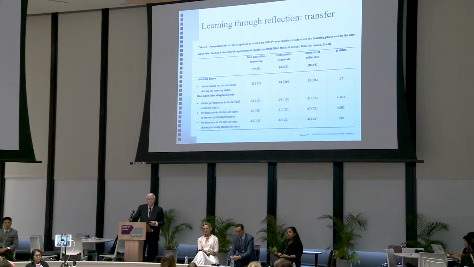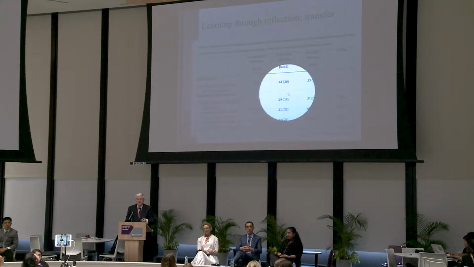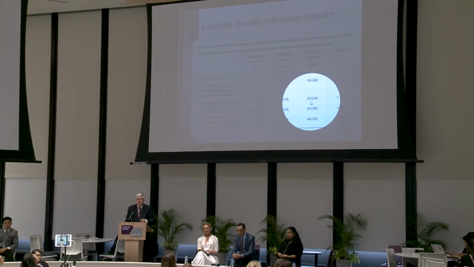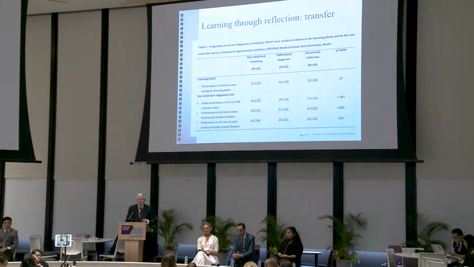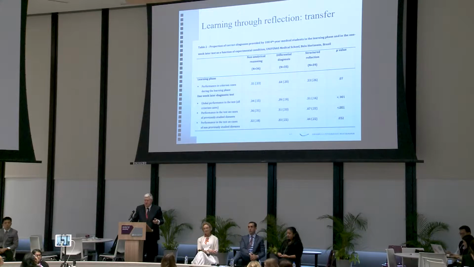Now, here is the 1 week later diagnostic test. So there is global performance on all criterion cases. These are the cases that were trained for. And what you can see is that the deliberate reflection group is doing better 1 week later than the 2 other groups. And I mean, the differences do not seem to be big, but if I say the difference was 10%, then many researchers would be glad with a difference of 10% after a week of doing other things.